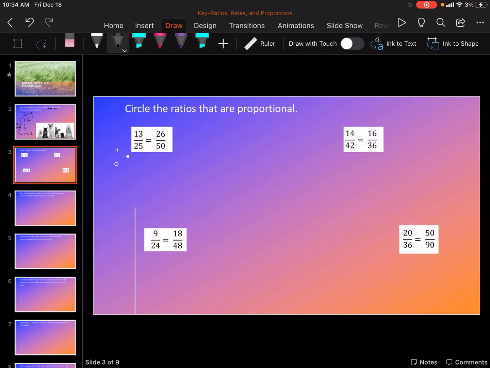Yahoo. So I would say there's a few different ways you can check and see if ratios are proportional. First way is if you can see a number that they're both being multiplied by. So this is multiplied by 2, and this is multiplied by 2. So yes, these are proportional. That is one way. Another way is you can multiply 50 times 13 and get 650. Then do 26 times 25 and get 650, so you know they're proportional. You multiply diagonal, okay?